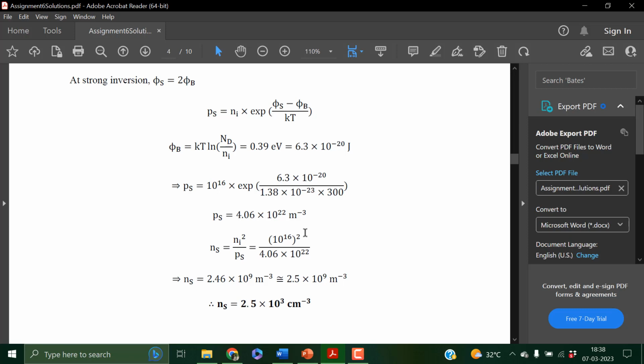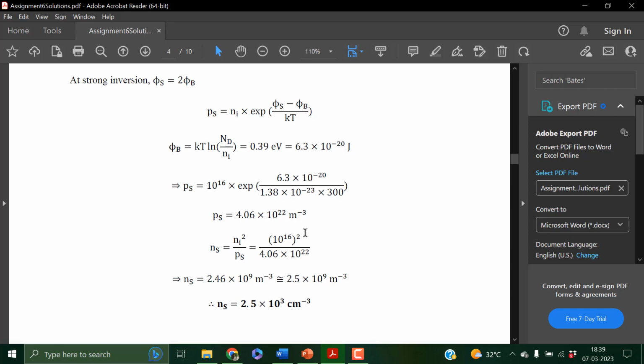Like, do we need ps is equal to ni exponential (phi s minus phi b) by kT, right? Yes, ma'am. And phi b also you can calculate. Phi b equation, you know, phi b will be, in EFN minus EFI is equal to 0.393. That is equal to phi b. EFN minus EFI. So now you can calculate PS, right?